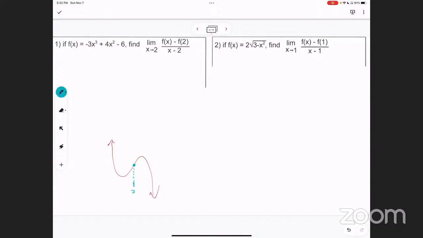All right, so now we don't need that visual to actually do this. We can just do it. So what we're going to do is plug in f of x is this. So let's just write that 3x cubed plus 4x squared minus 6 minus f of 2. Let's plug in 2 to find f of 2. If I plug in 2, I get -3 times 8, which is -24. You with me? Plus 2 squared, which is 4 times 4, which is what?